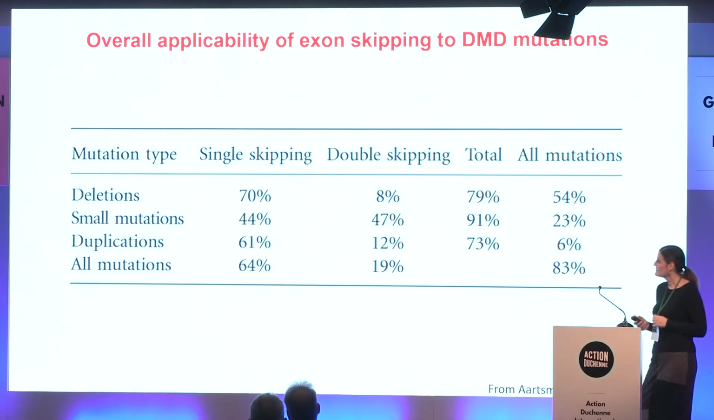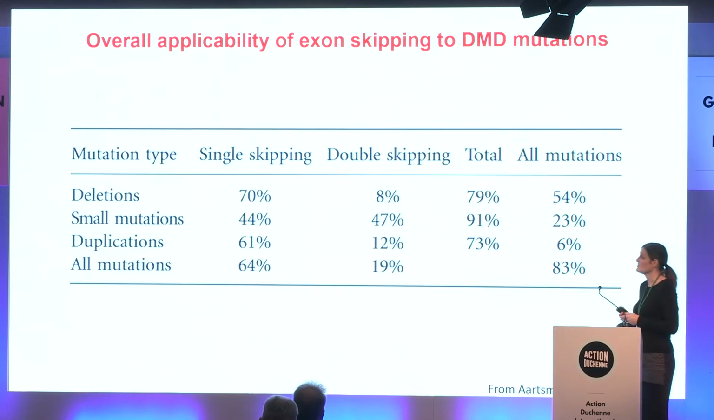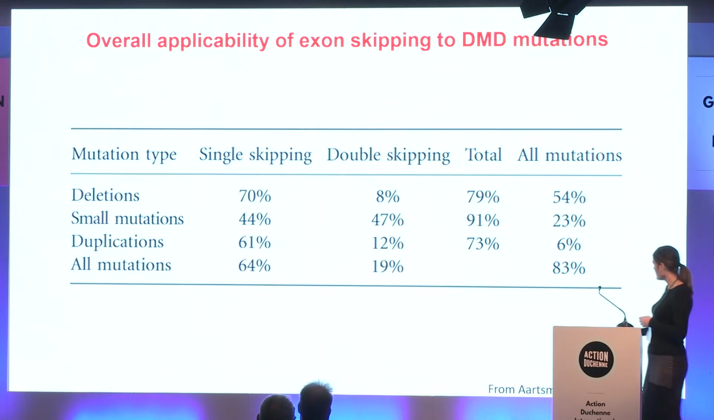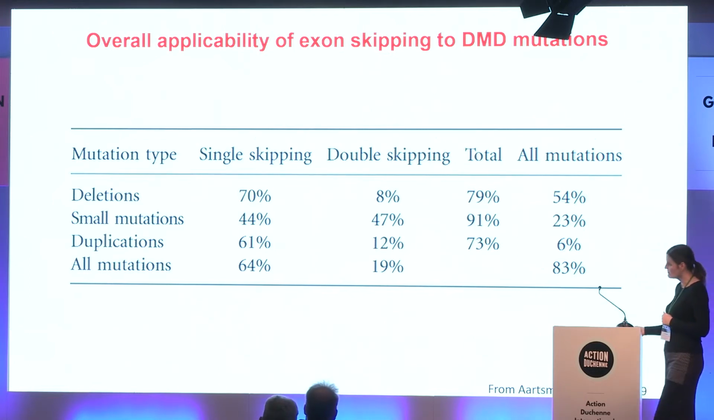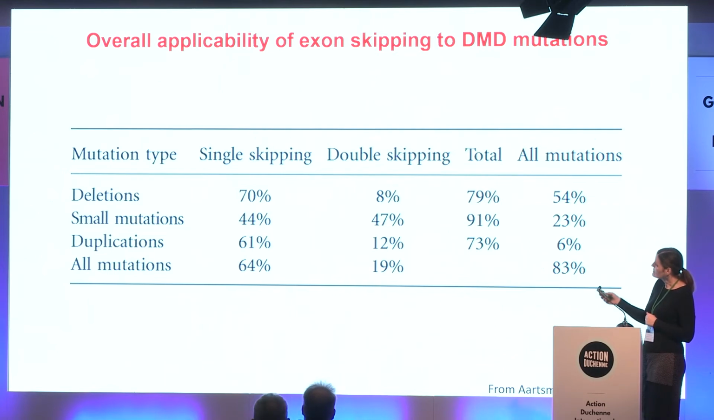So for the applicability, as I said, there's a mutation hotspot, which if we could skip all those exons, we'd have a collection of antisenses that would treat maybe 50% of patients. So this has been worked out by Anna Mika, who will be here tomorrow. But if we could skip all the individual exons that would restore the reading frame, we would have a therapy for 64% of patients.